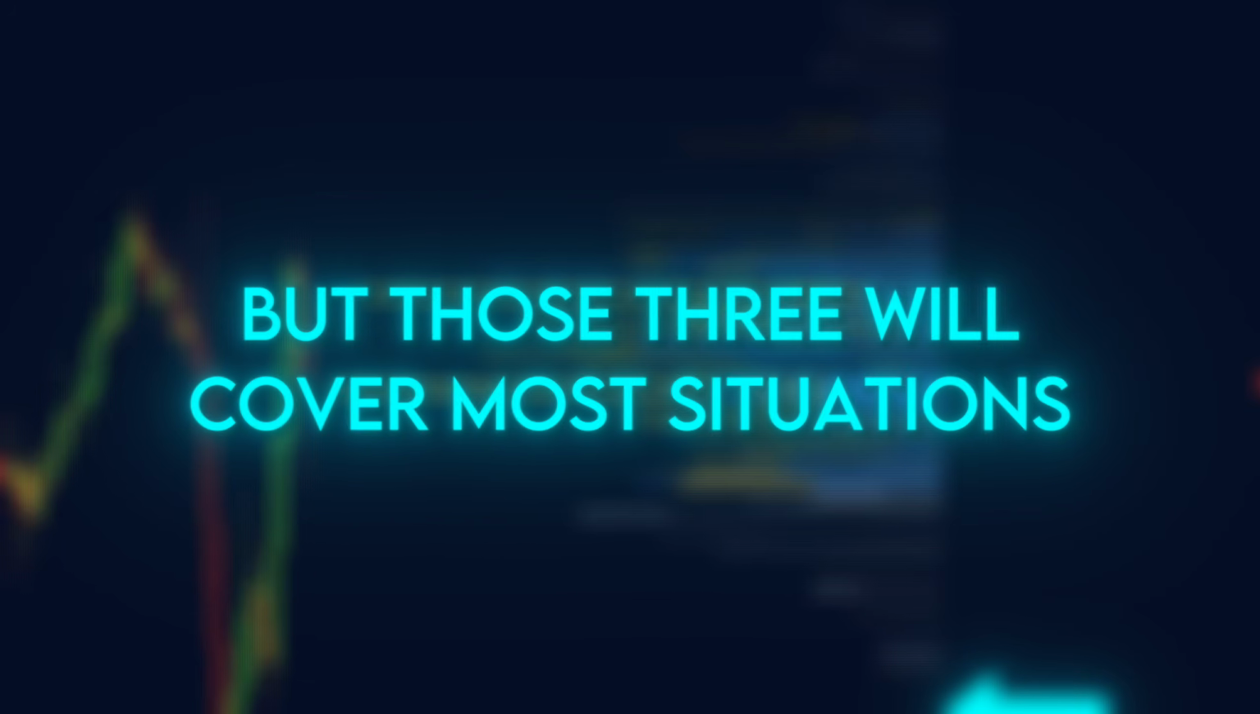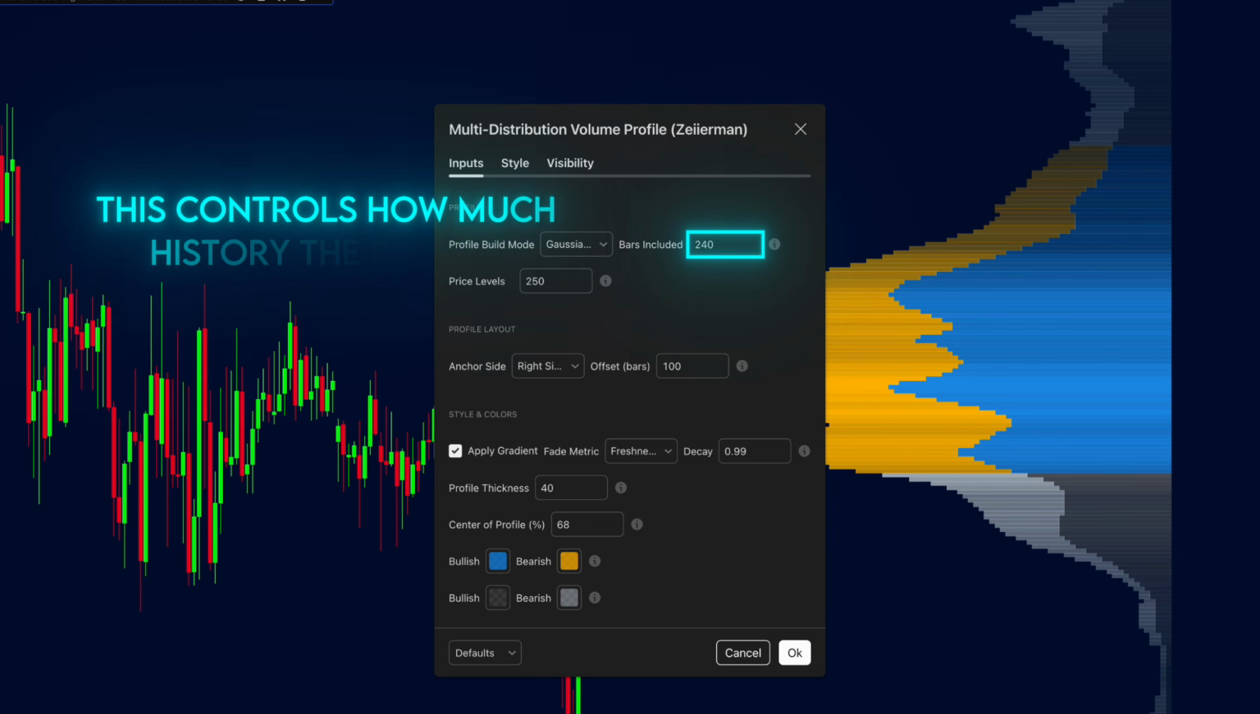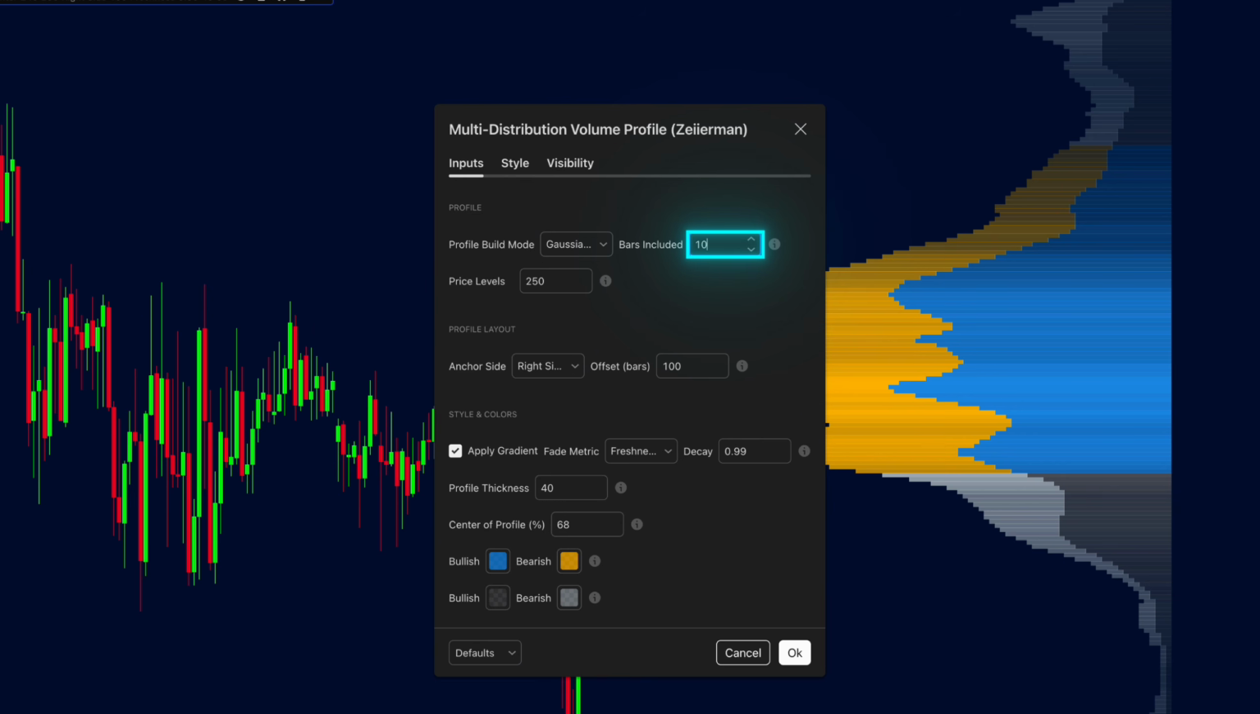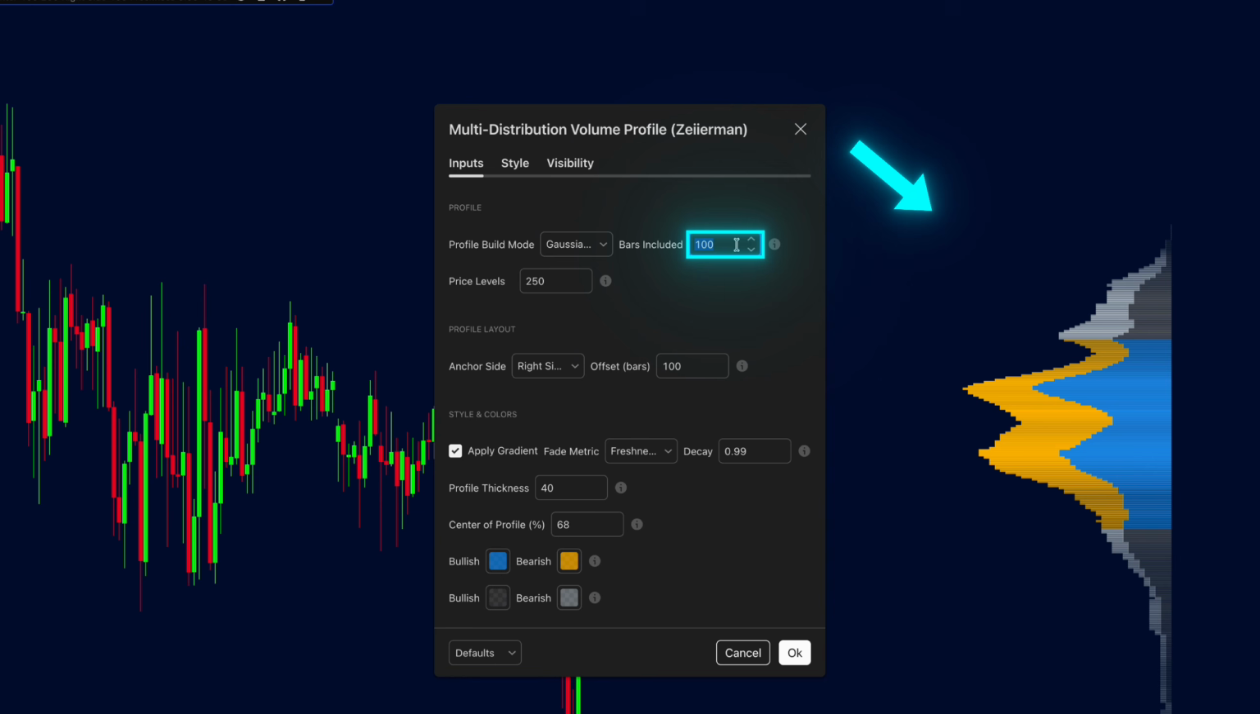I'll give you my specific recommendations for each market in a minute, but those 3 will cover most situations. Next, bars included. This controls how much history the profile uses to build itself. If you're trading intraday and looking for quick breakouts, keep this lower, around 100 to 200 bars. That keeps the profile focused on recent structure.